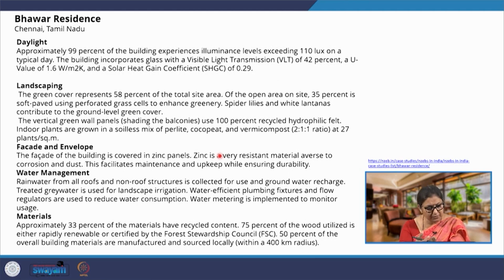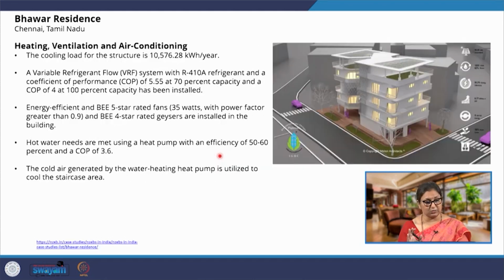Again, water management. They've gone in for rainwater harvesting, and the moment we are saving water, we are saving on pumping requirement, we are saving on a lot of energy there further. Then we are talking about materials. Though zinc has been used, other materials that have been used have recycled content. Now, this is going in scope 3. Together, if we put use of zinc panels and the 33% of recycled material, we will still get very high scope 3. So, from the point of view of scope 3, it might not be the best case study, but if you look at scope 1 and 2, the strategies will remain the same.